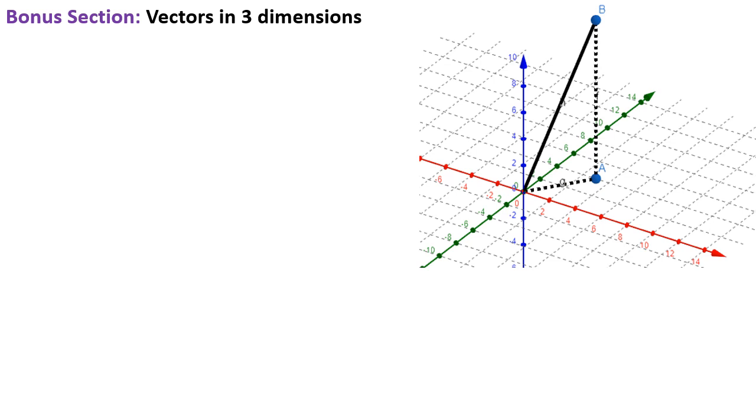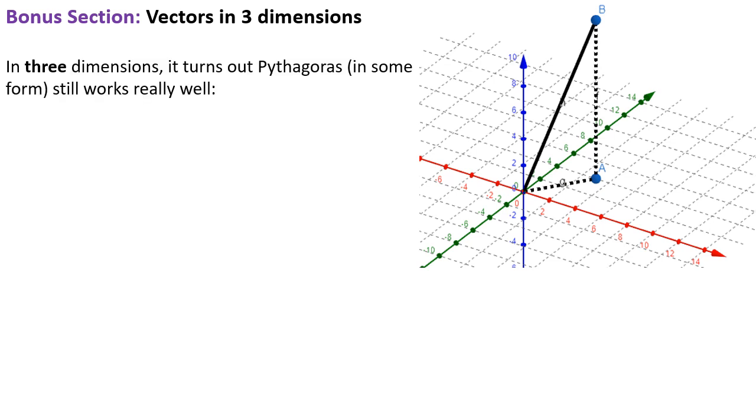Now, a bit of a bonus section. We've talked a bit about 3D. We're going to look in a bit more detail at this. I'm interested in the length of the vector OB. In other words, from the origin to the point B that you see up there. And it turns out Pythagoras works really well, even in 3 dimensions.